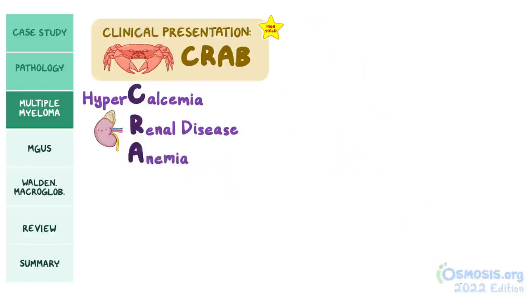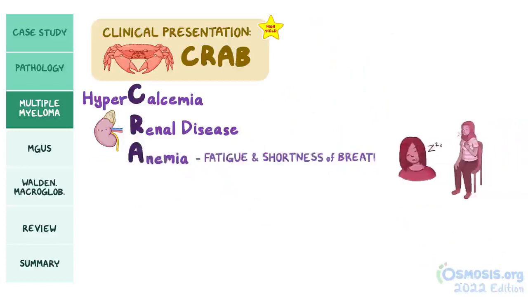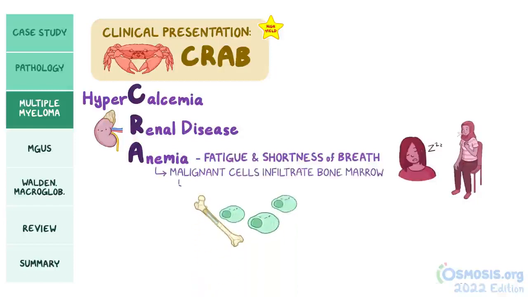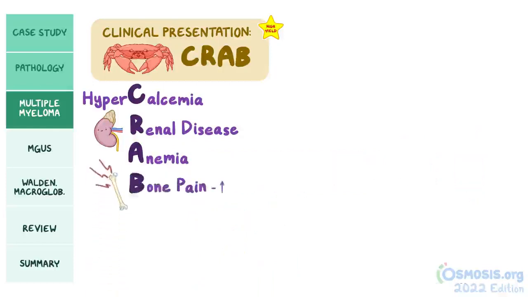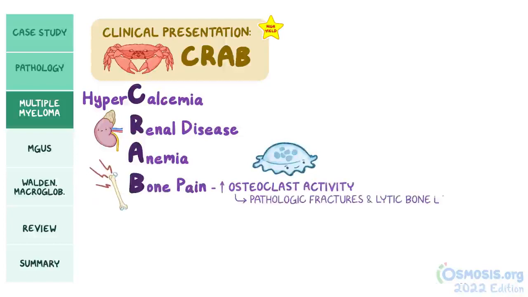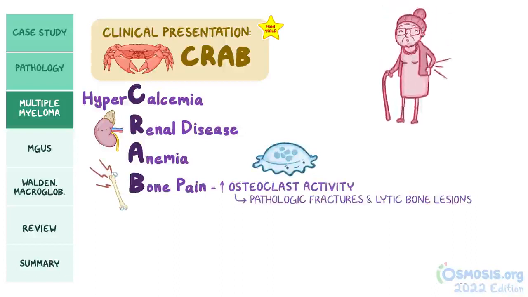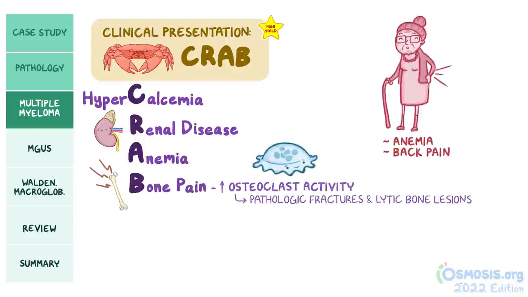A is for anemia, which causes fatigue and shortness of breath. The anemia occurs because the malignant cells infiltrate the bone marrow and disrupt the normal production of red blood cells. Finally, B is for bone pain, which is due to increased osteoclast activity, causing pathologic fractures and lytic bone lesions. So, in the exams, look for an elderly individual with symptoms of anemia and chronic back pain.